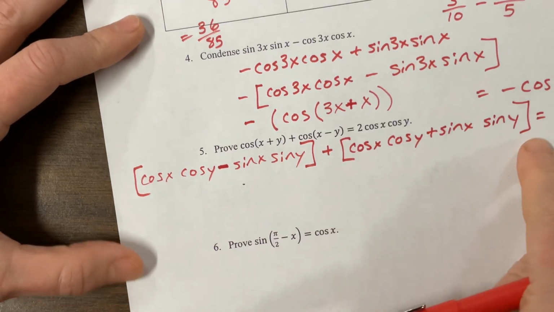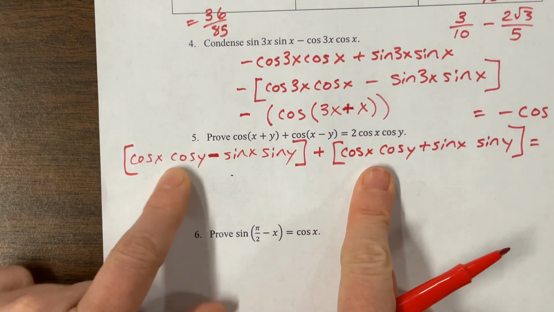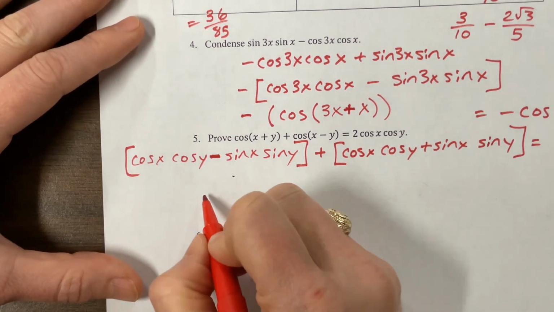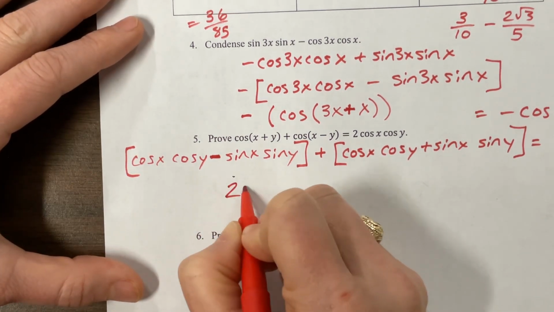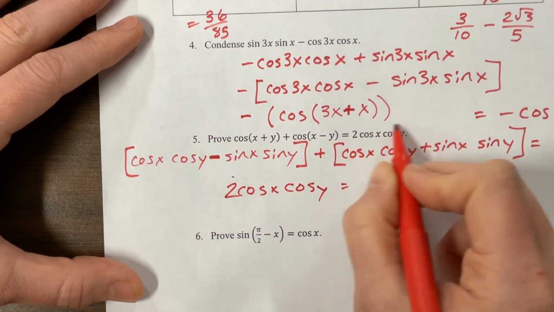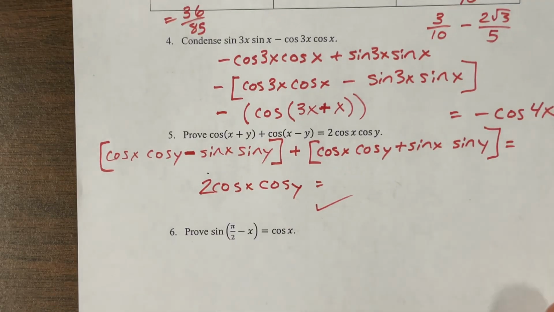Okay, so I have 4 terms. I see that these 2 terms are the same, so there's 2 of them. I see that this and this are the same, but one's positive, one's negative. So I'm just left with 2 cosine x cosine y, which is equal to 2 cosine x cosine y, which is what I wanted. That, I would argue, is a pretty easy proof.